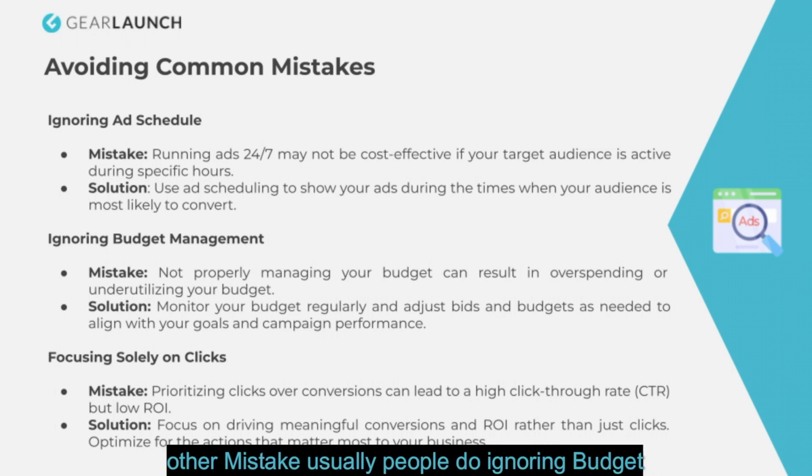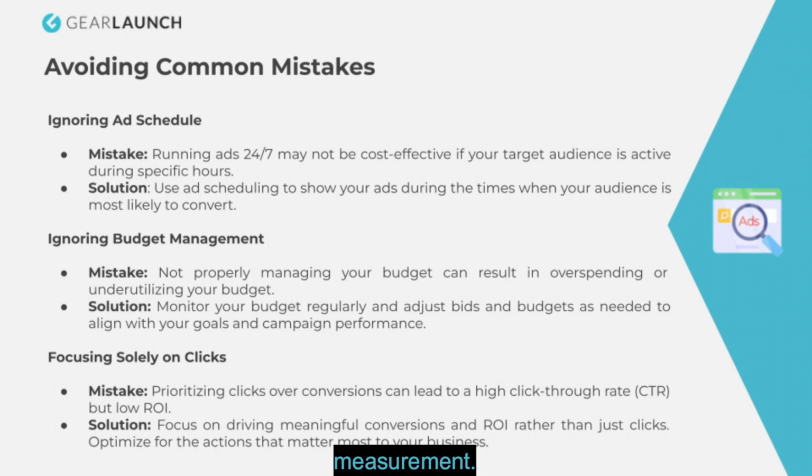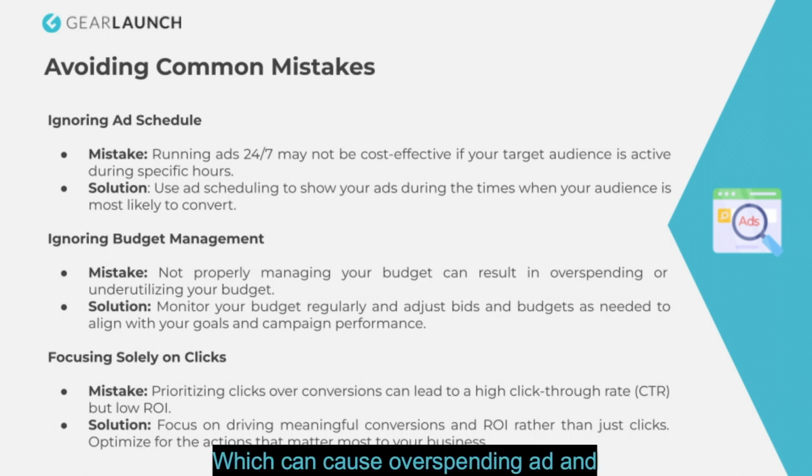Another mistake people usually make is ignoring budget management. People do not properly manage budgets, which can cause overspending and underutilization of the budget. So the solution is simple: you have to monitor your budget regularly and adjust your bidding and budget as needed to align with your goals and campaign performance.